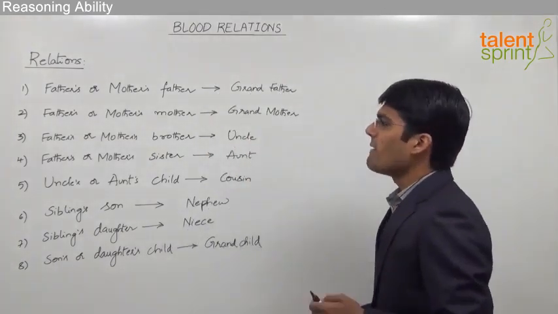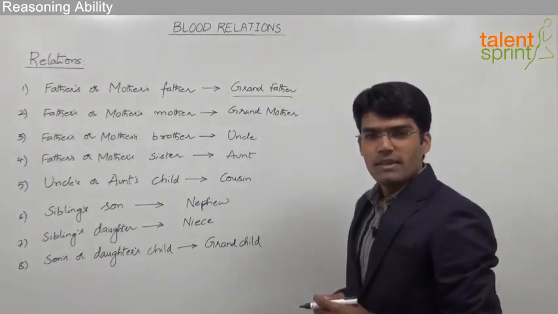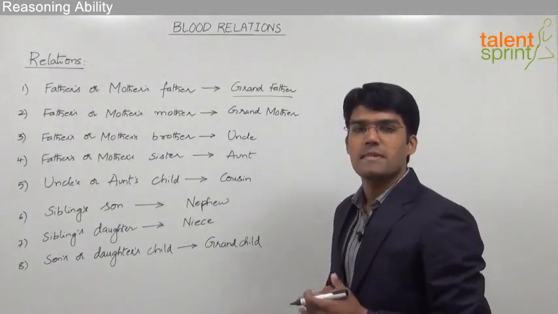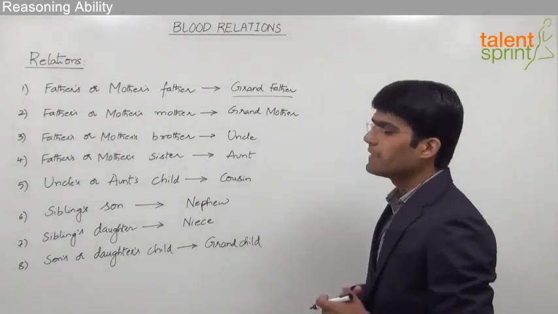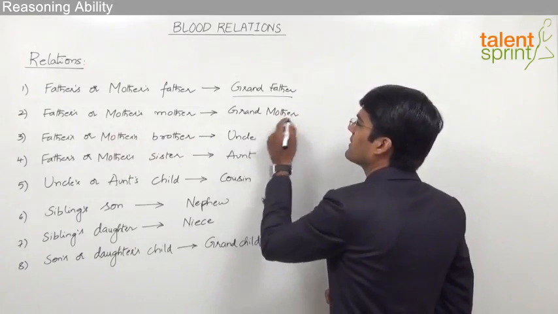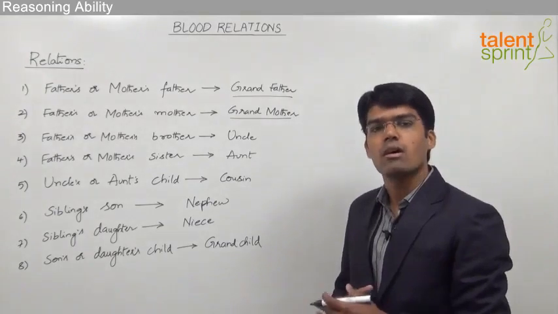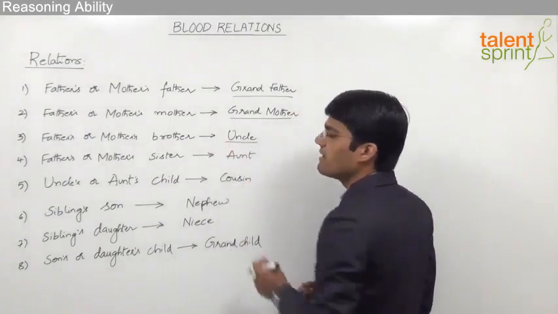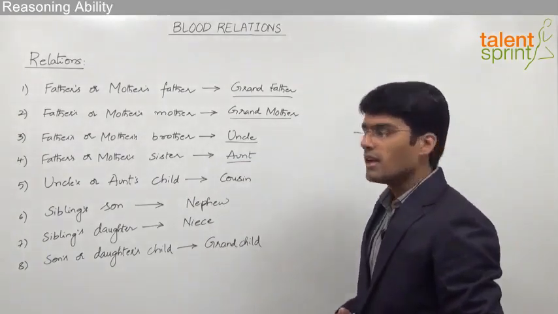The first one here is father's or mother's father is called grandfather. So we can say that father's or mother's father is grandfather. If you want to be specific, father's father can be called paternal grandfather and mother's father can be called maternal grandfather. Similarly, father's or mother's mother is called grandmother. Again, we can be specific by classifying it as paternal grandmother or maternal grandmother. The next one is father's or mother's brother is called uncle. Similarly, father's or mother's sister is called aunt.